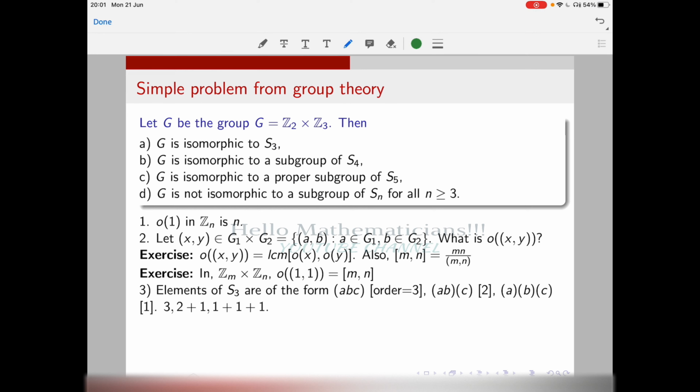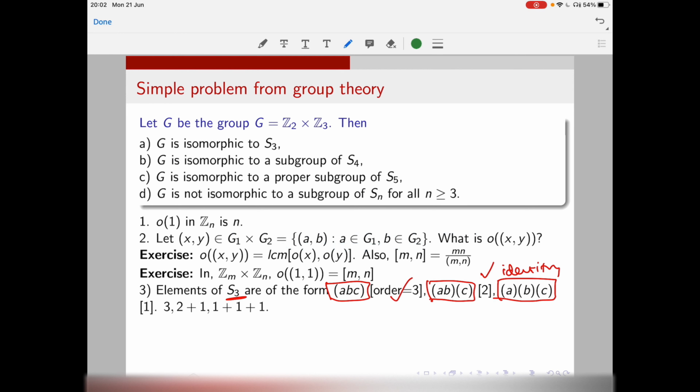Let's look at the elements of S3 first. Let's check whether S3 has an element of order 6. In S3, the elements are of 3 forms. It can be a 3 cycle, or it can be a 2 plus 1 cycle, or a 1 plus 1 plus 1 cycle, which is basically the identity element, where every element is fixed. Now, if it is a 3 cycle, its order is 3. If it is a 2 cycle and a 1 cycle, we have to look at the LCM of the lengths of its disjoint cycles, so its order will be 2. Again, the identity element has order 1.